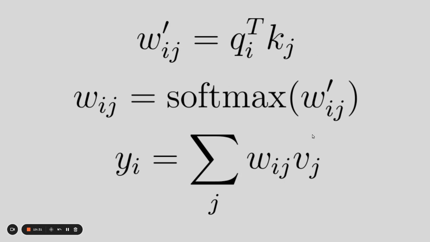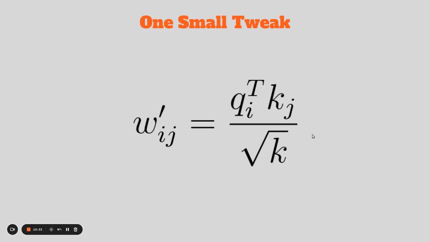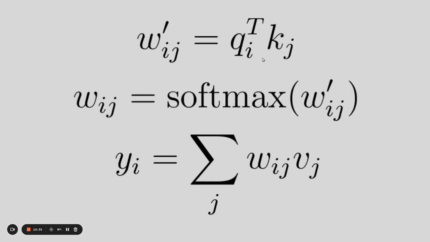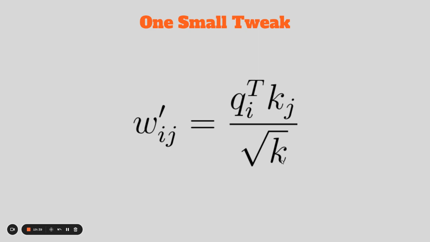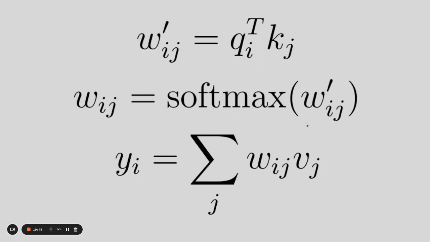Now a slight modification that you have to make though is that instead of just multiplying, you have to divide by the root of the dimension. It is important, but it's not really important in the big picture. The reason you do this is that softmax is really sensitive to big numbers, and it will slow down training if you have really big inputs to softmax.